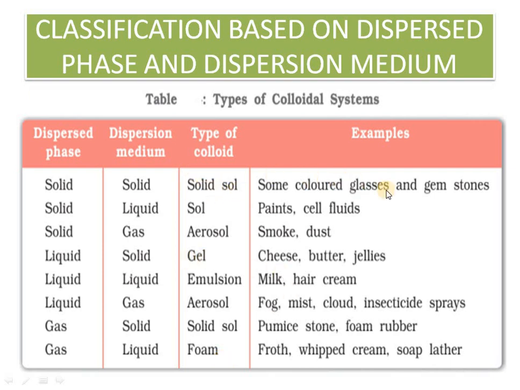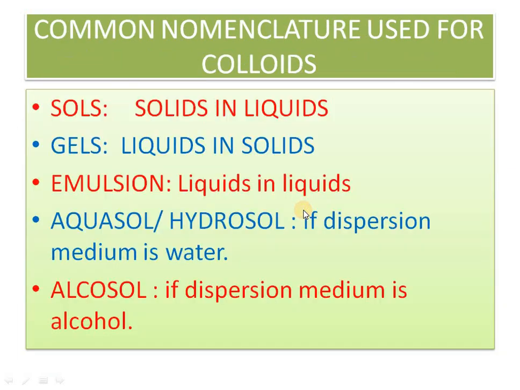Solid sol examples are colored glasses, ruby, gem. Solid liquid is more here: the paint. Okay, and aerosols. Here air is more, gas is more: smoke and dust. Gel, solid is more: cheese, butter, jellies. Emulsion: milk, hair cream. Foam: mist, insecticide spray. Solid sol: stone, foam, rubber. So here solid is more, that's the reason. And under foam: froth, whipped cream, soap lather, liquid is more here. So these are the 8 different types of colloidal systems under the dispersed phase and dispersion medium category.